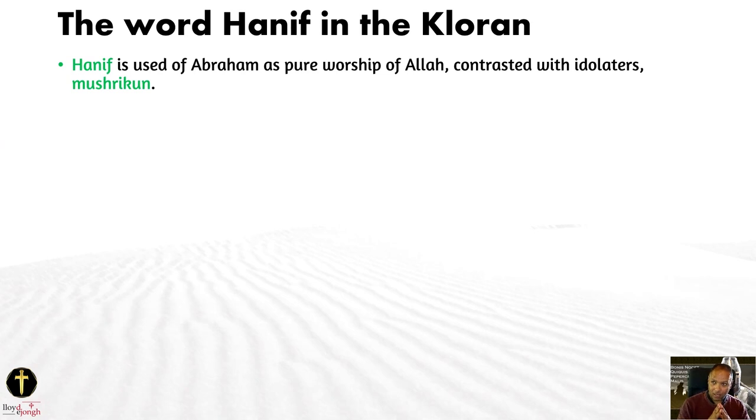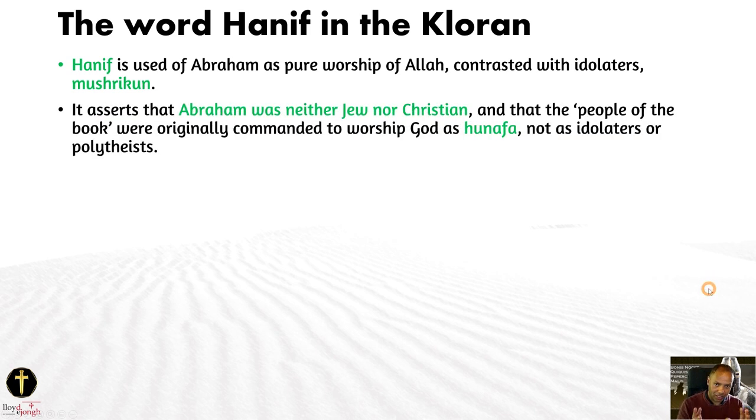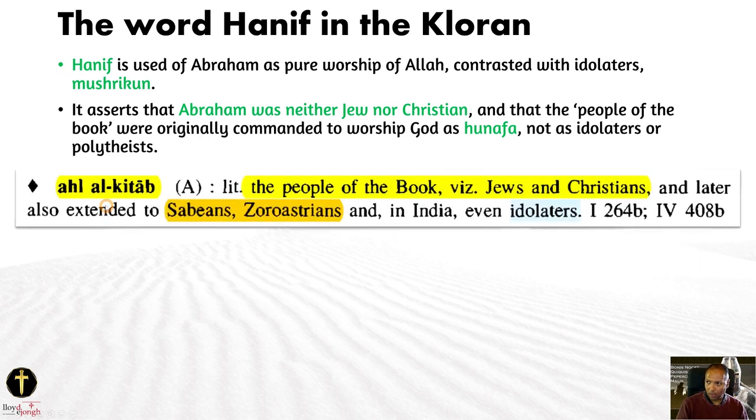So now, the word Hanif in the Quran. Hanif is used of Abraham as pure worship of Allah, contrasted with idolaters, the Mushrikun. Again, Abraham was a pagan, a moon-worshipping pagan, prior to becoming a follower of Yahweh and basically founding Judaism. It asserts that Abraham was neither Jew nor Christian, so they're rejecting the biblical narrative, and that the people of the book were originally commanded to worship God as Hunafa, not as idolaters or polytheists. Hunafa, again, these upright idol worshippers. The people of the book, the Ahl al-Kitab, basically Jews and Christians, and later extended to Sabaeans, Sabians, Zoroastrians, and in India, even idolaters.